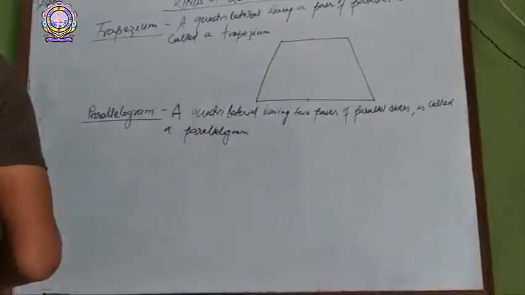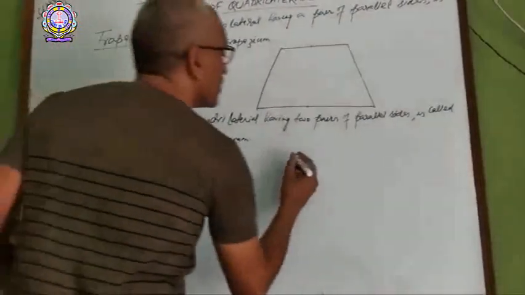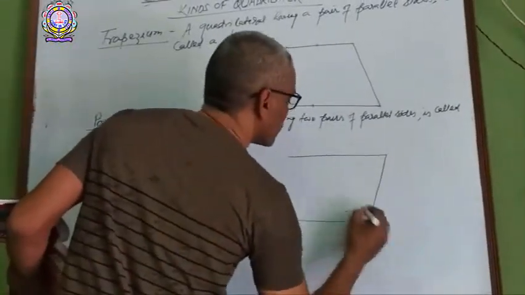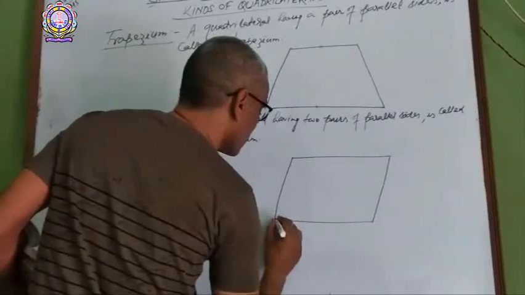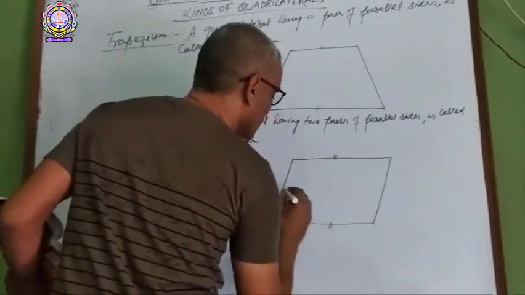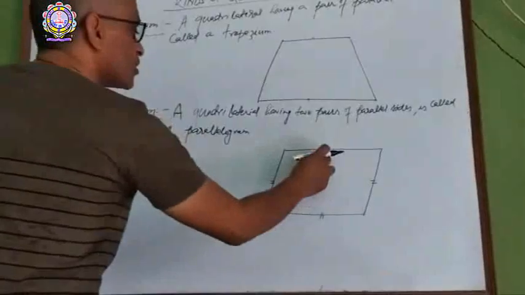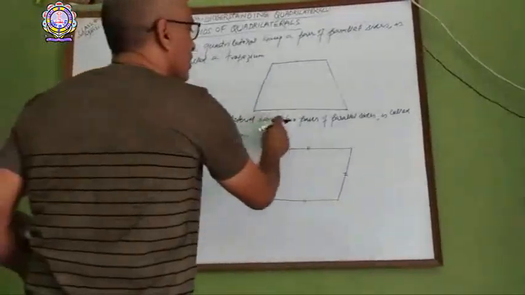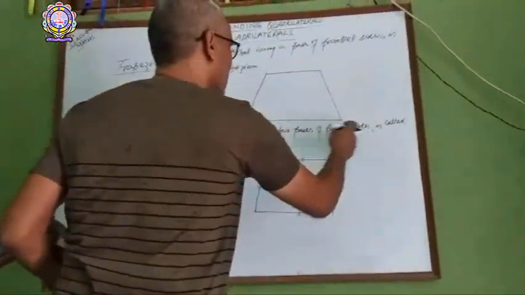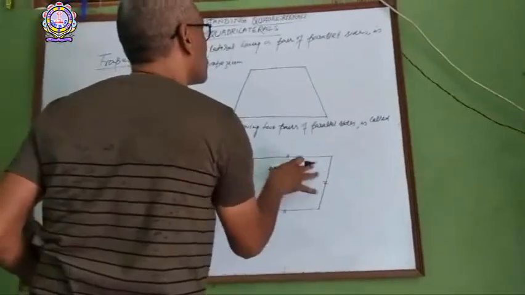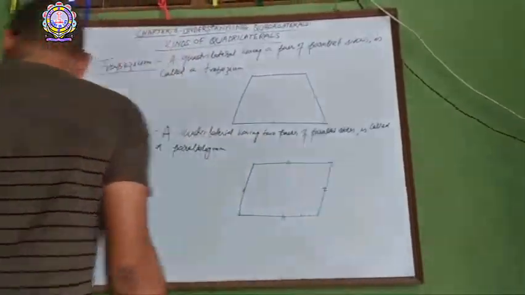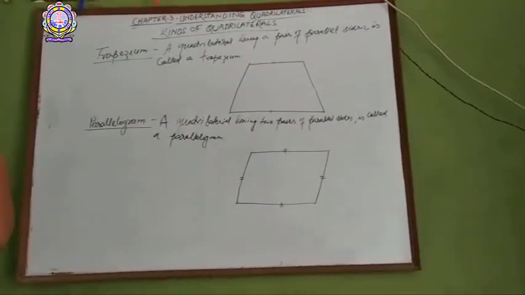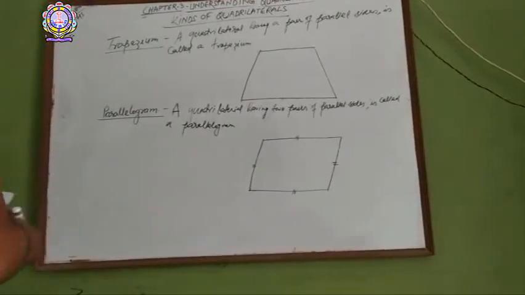Okay, this is the definition of parallelogram. A parallelogram can be the shape of this type. Here, these opposite sides are parallel. This is parallel to this, and this side is parallel to this. Our definition says a quadrilateral having two pairs of parallel sides. One pair is this, and one pair is this. There are two pairs, and this is called a parallelogram. Now we will discuss properties of parallelogram.